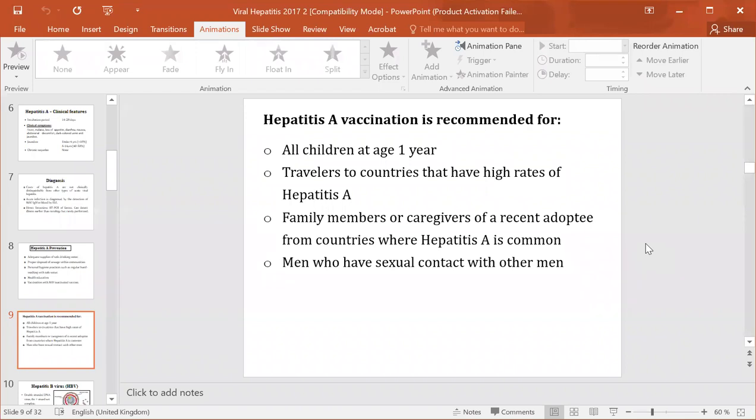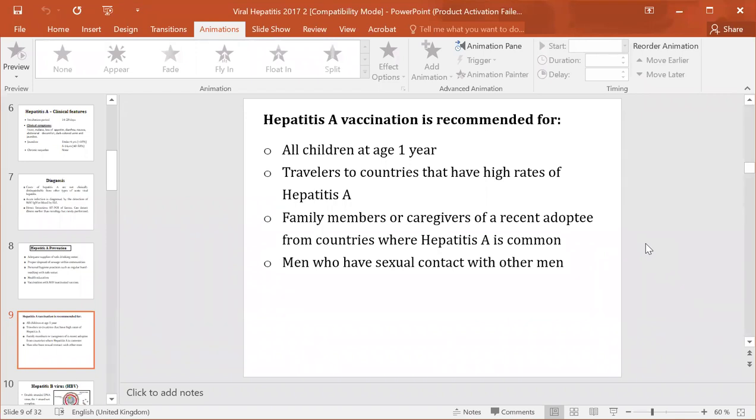So we've talked about people who should be given this vaccine. I talked about travelers. Now it is a recommendation that children under the age of 1 year are given that vaccine. Family members or caregivers, people who are at high risk of getting this virus, are also recommended to be vaccinated.